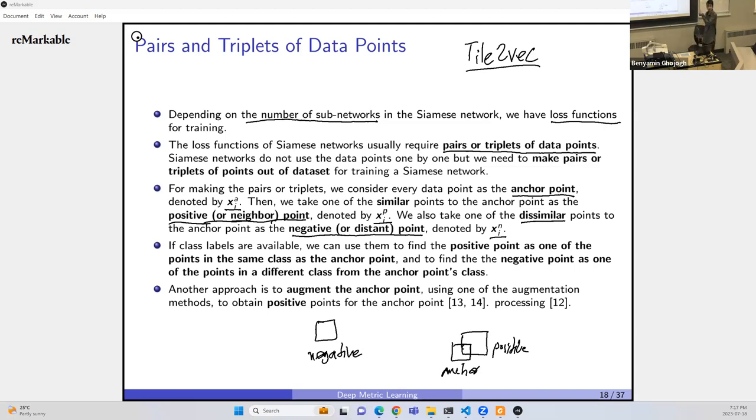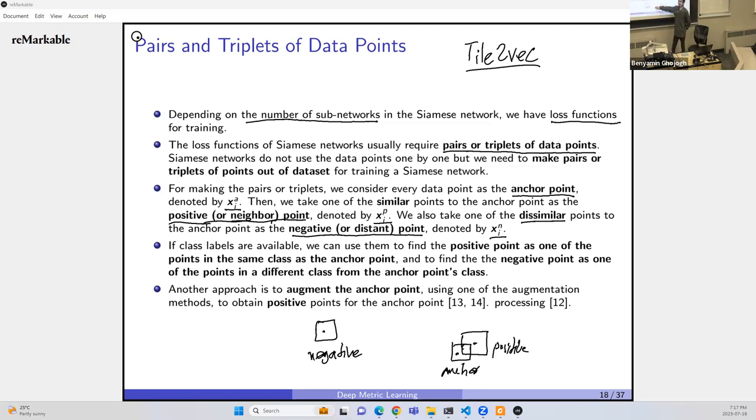Of course, there might be some errors. Maybe negative is very similar to anchor, but as it is far away, with high probability it's usually different, right? So for example, if anchor is the roof of a house, usually positive is also the roof of the house, but negative might be some vegetation, some trees maybe. And we also used the same idea in our own paper.